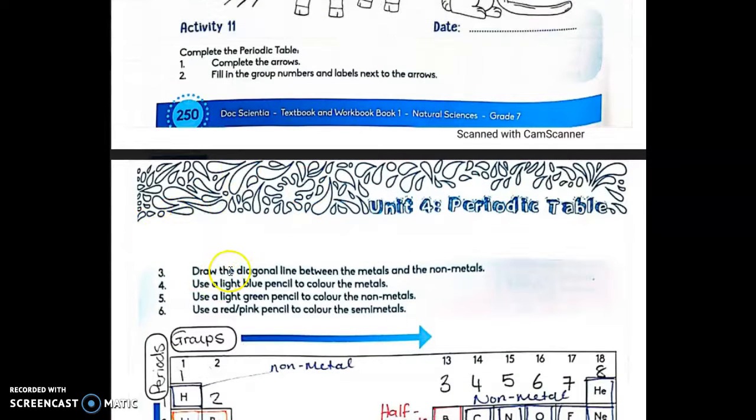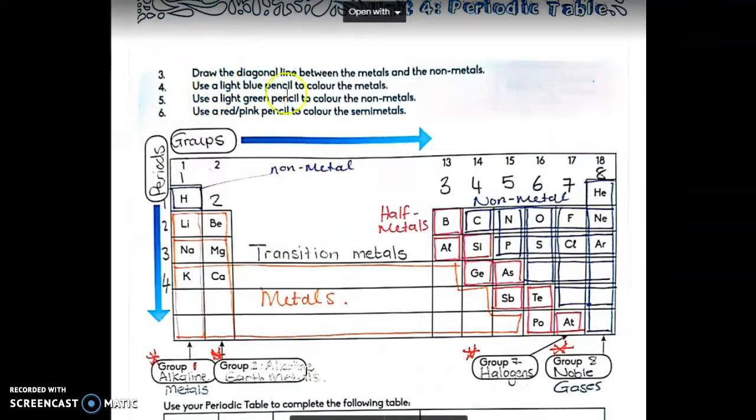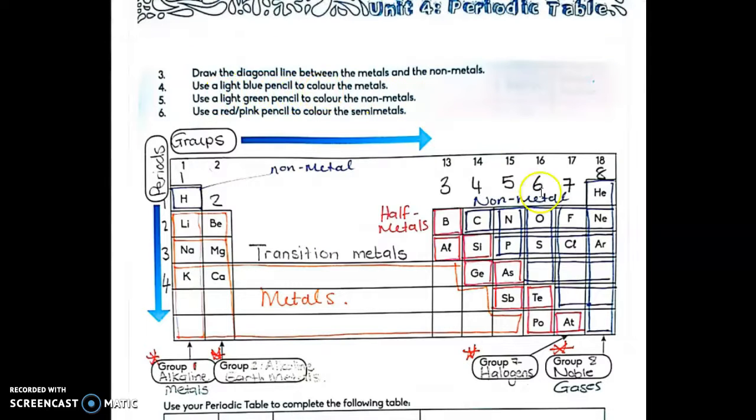Number 3, draw the diagonal line between the metals and the non-metals. So here's the metals. There we go. That's where we draw the line. Number 4, use a light blue pencil to color the metals. Here are, well, the teacher used orange, but coloring in light blue metals.